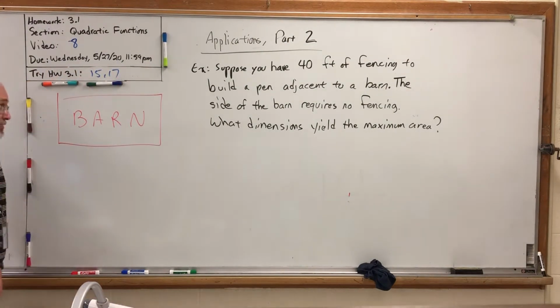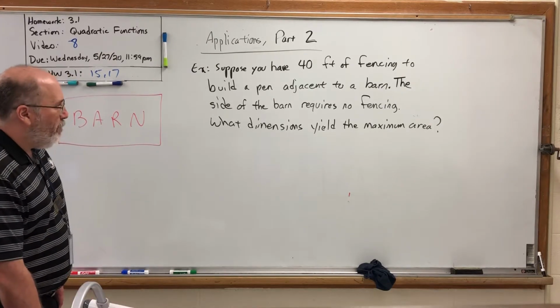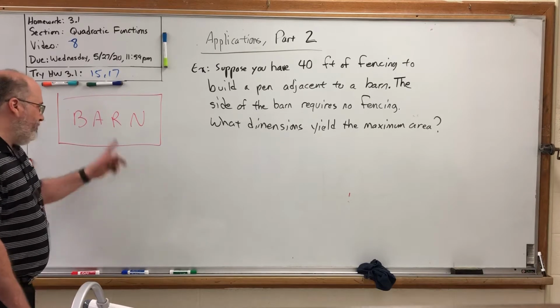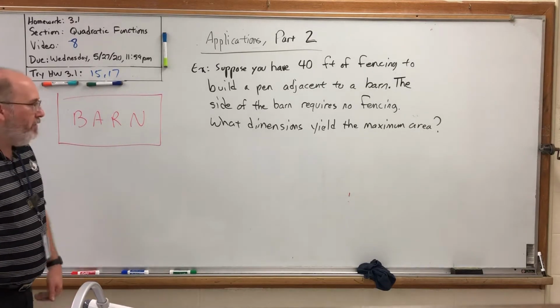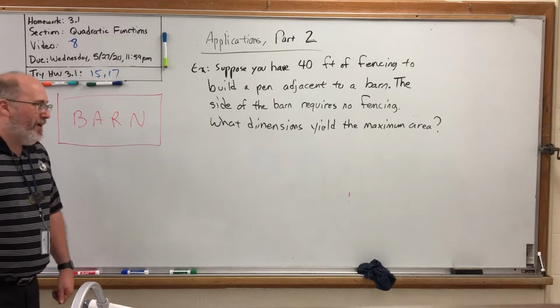But in this problem, it's a little bit different. We're still building a pen. This time we have 40 feet of fencing, but we're going to build it up against the side of a barn. And the part against the barn does not require any fence. So what dimensions yield the maximum area?